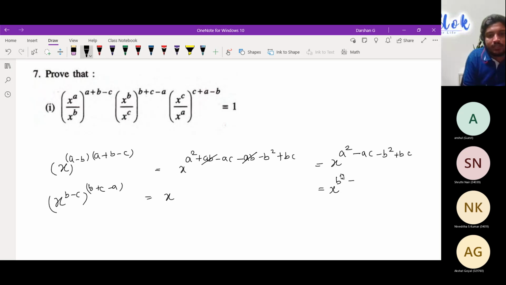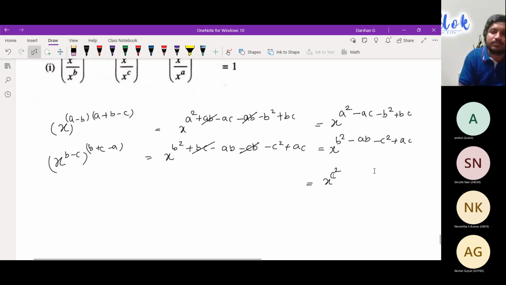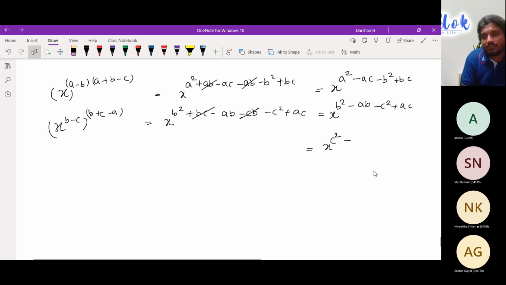So X to the power of B square plus BC, minus AB. Okay, one second, I am trying to get it myself. BC and CB should go, right? B square minus AB minus C square plus AC. Similarly, you can find it for the next term. So it will be X to the power of C square minus something minus A square.